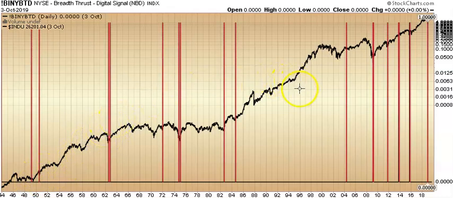So this is a valuable long-term indicator, and hope that helps.